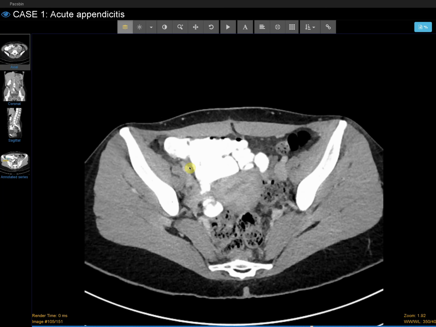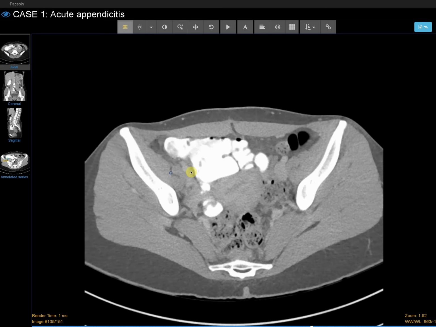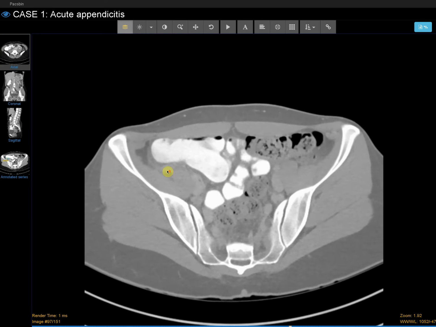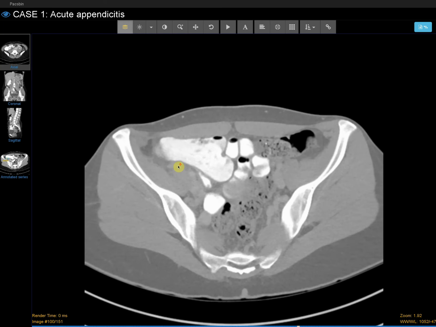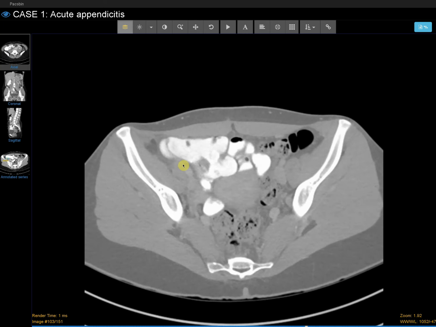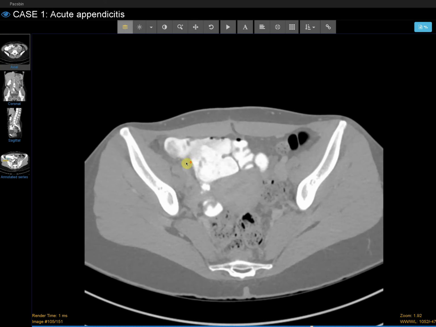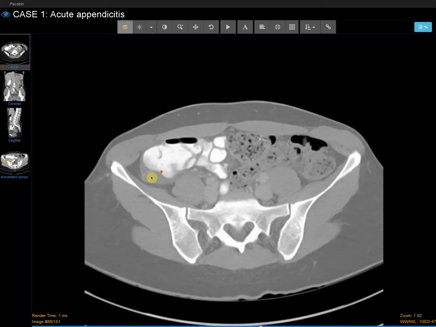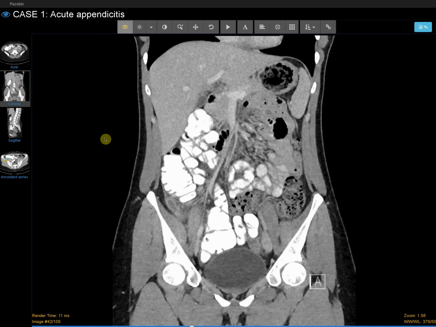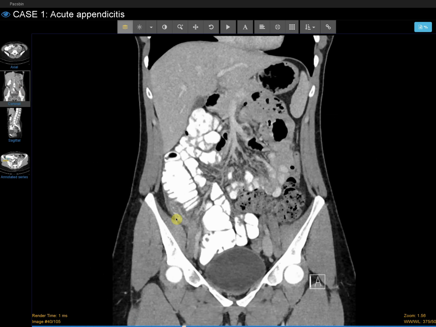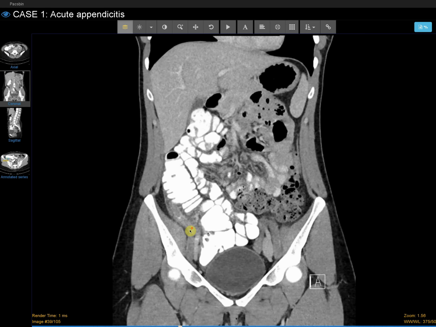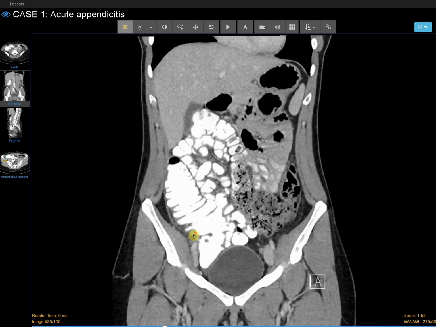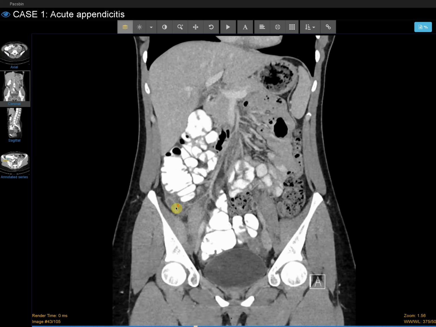If I follow it down, it is a little bit hard. Let me window it slightly differently. But if I follow it down right here, I think I can probably track it down as coming out from the cecum from right this point. So I'm pretty convinced this is a case of appendicitis. Let me look at it in coronal. Again, something long and tubular with appendiceal length comes down here and seems to originate from the cecum right around here.